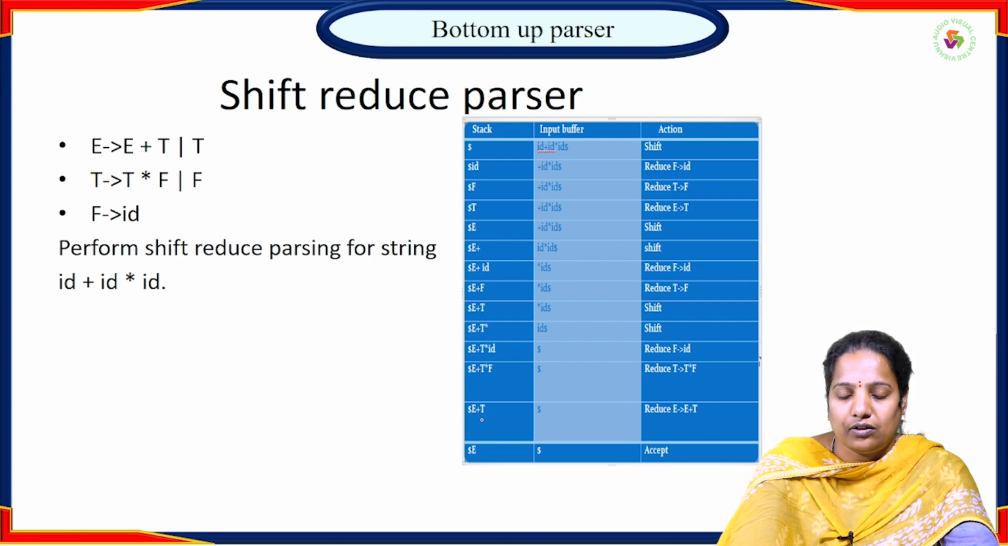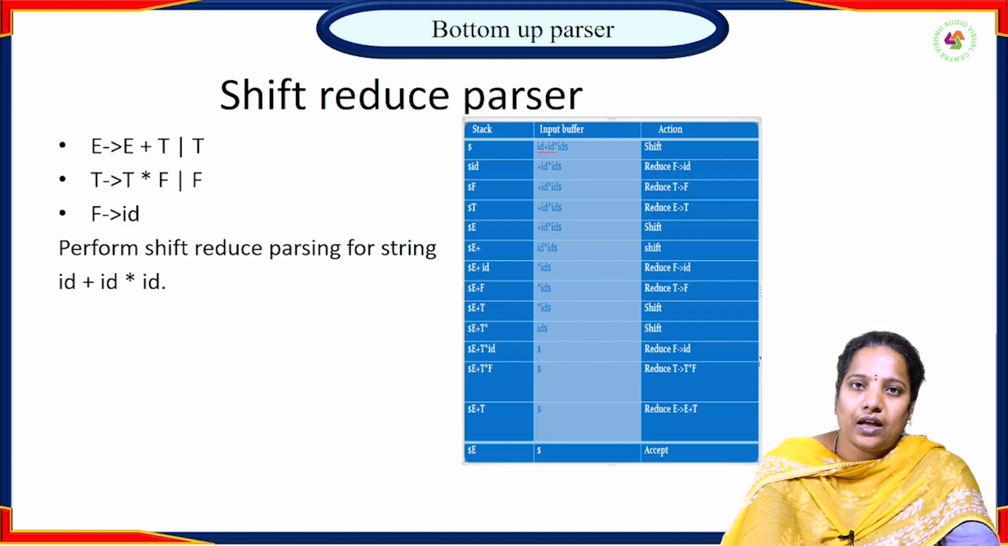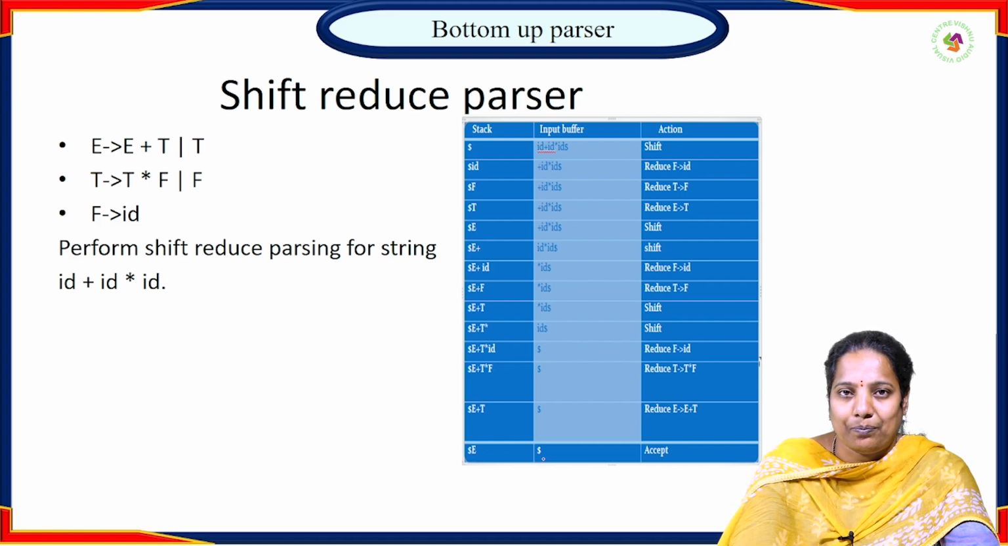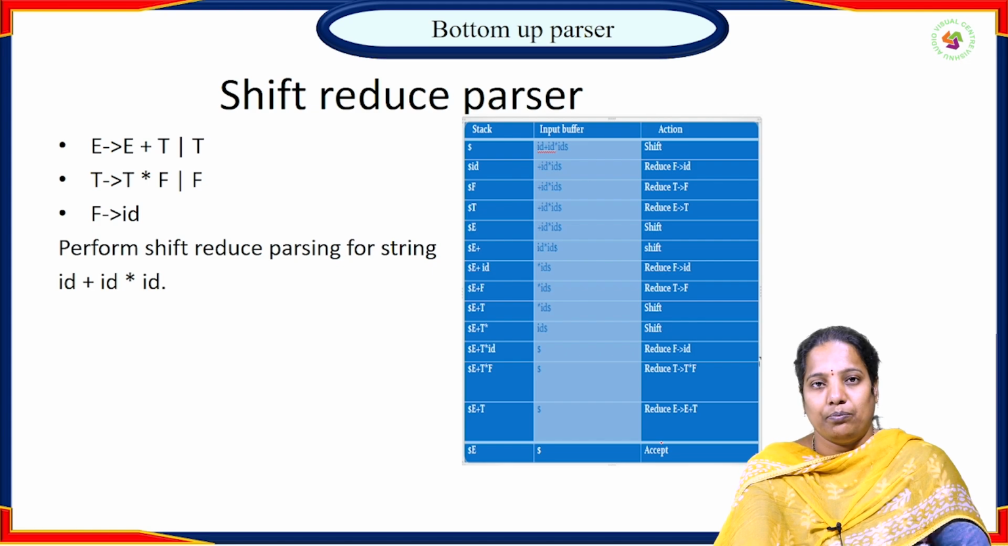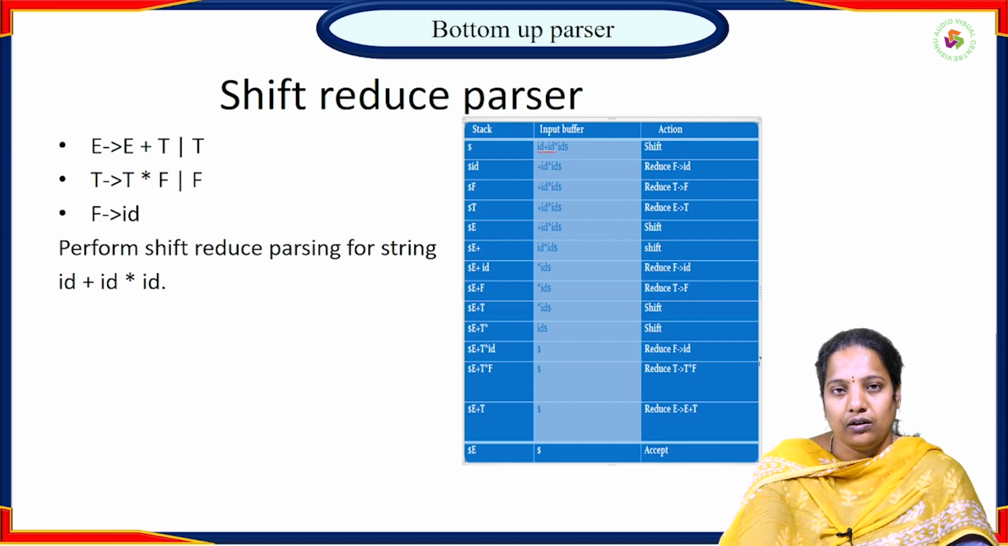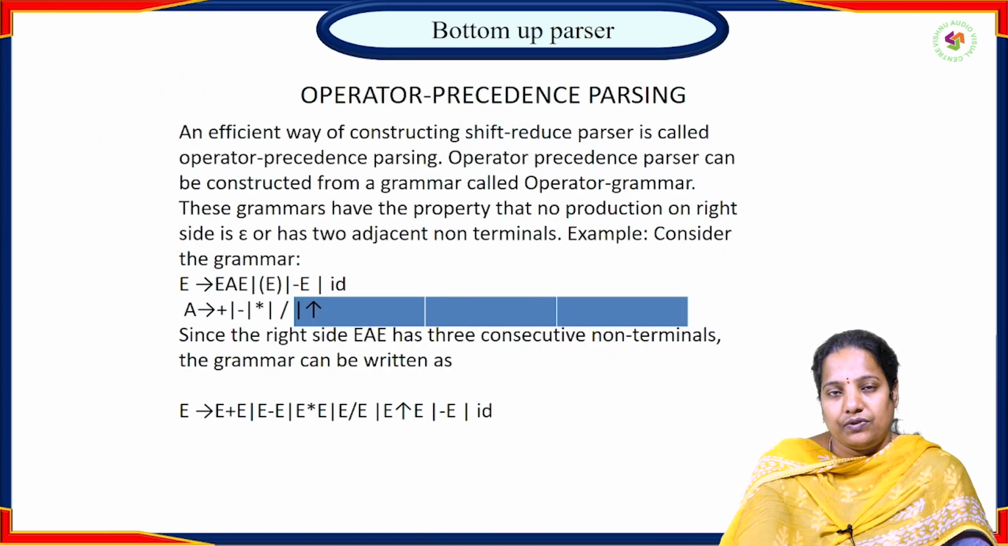Then you are going to get the top of the stack as E plus T. Then we need to reduce E plus T to E because E plus T is a handle. We reduce that handle by using the left hand side non-terminal E. Then you are going to get the top of the stack as E. Your input is completed, indicated by $. If the top of the stack contains the starting symbol and your input buffer is empty, indicated by $, then we give the action as accept. This is one more example by comparing the precedence of the operators. That is your shift reduce parser.